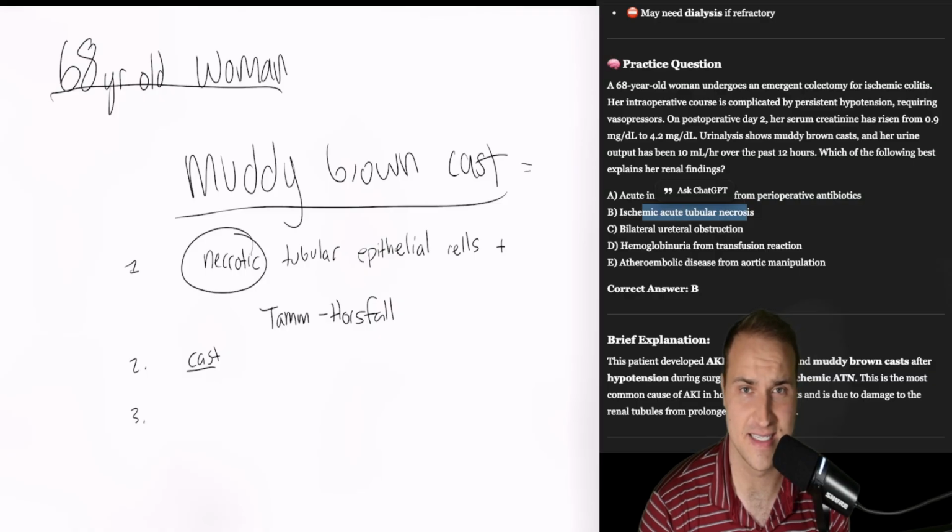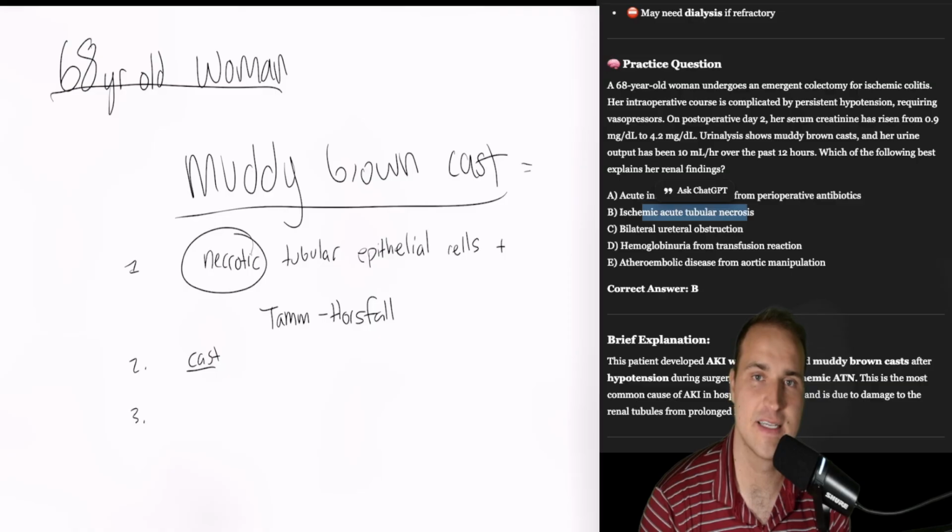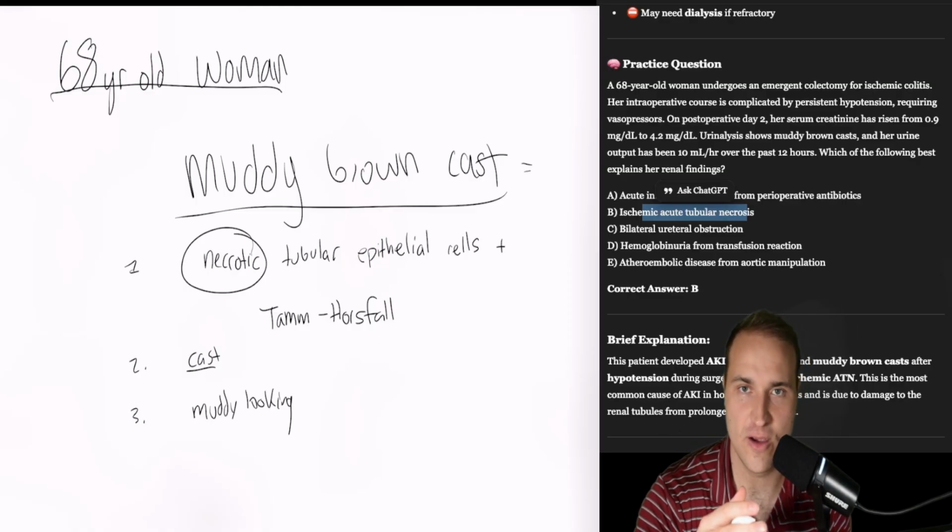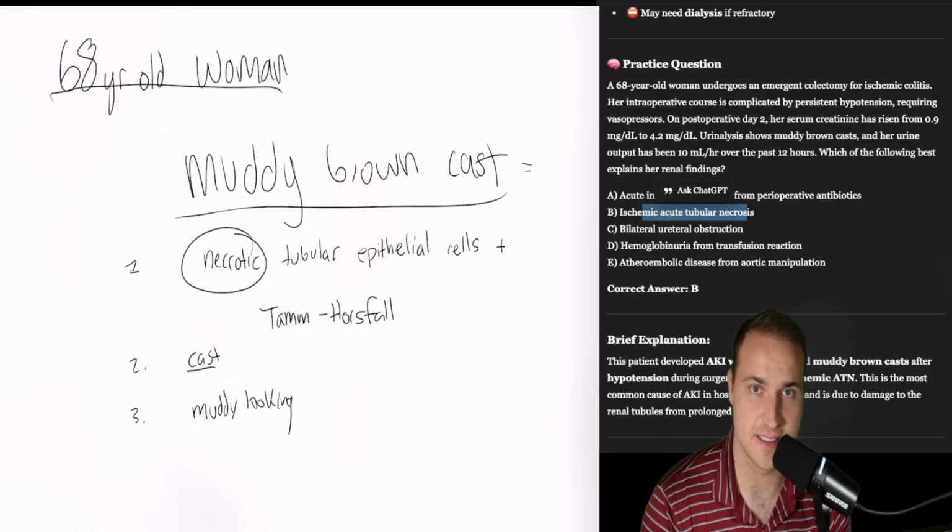And then the appearance. So these casts are coarse, they're pigmented, and they're dark, they're muddy brown. And that's why we describe them as that granular, dirty appearance, kind of like mud. And the reason why this is so high yield is the specificity. They virtually only occur in acute tubular necrosis. They don't occur in prerenal azotemia, glomerulonephritis, or interstitial nephritis.